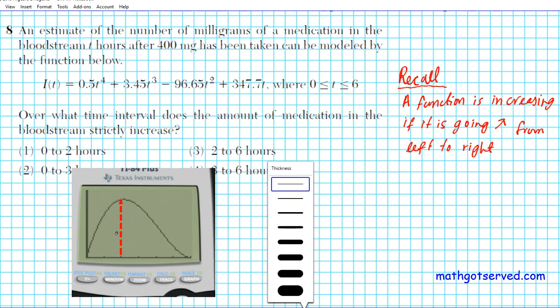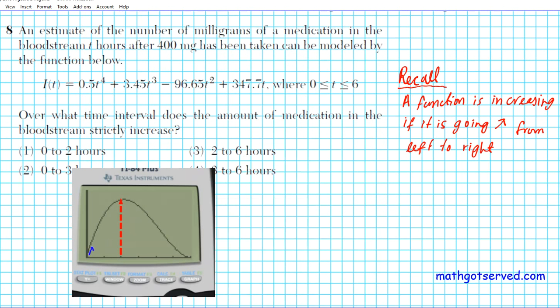So that interval is going up, increasing, and then after that it starts to decrease. From 0 all the way to 2, the function is increasing. Increasing from 0 to 2 hours, and the answer is option number 1.